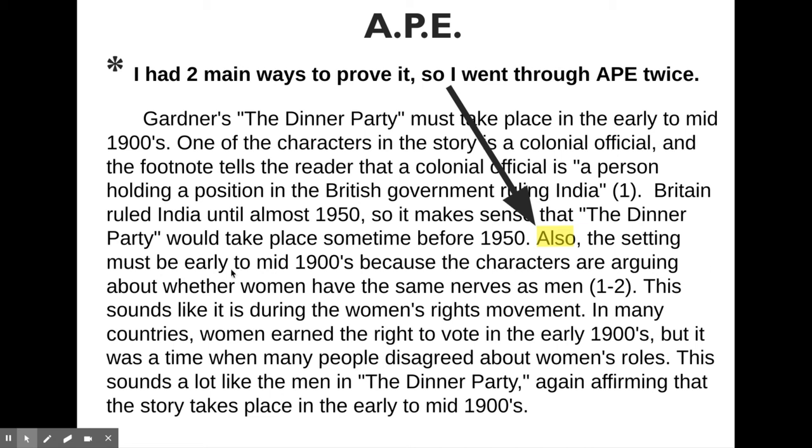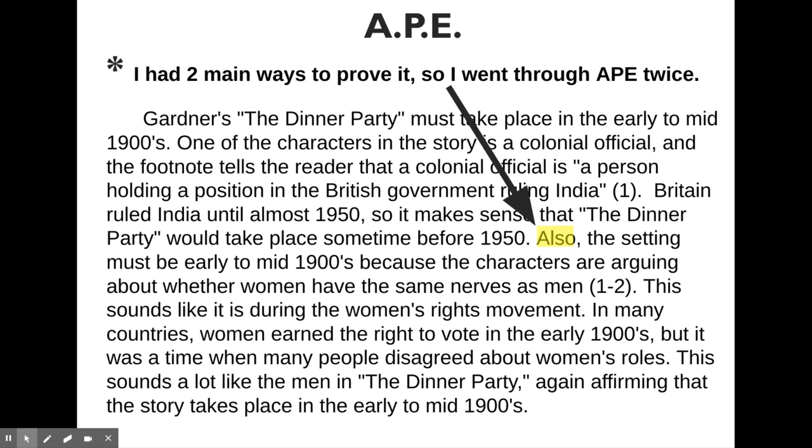Also, the setting must be early to mid 1900s because the characters are arguing about whether women have the same nerves as men. You'll notice here I have 1-2 because that spans both pages. That's my in-text citation. After my proof, I'm going to explain. This sounds like it is during the women's rights movement. In many countries, women earned the right to vote in the early 1900s, but it was a time when many people disagreed about women's roles.